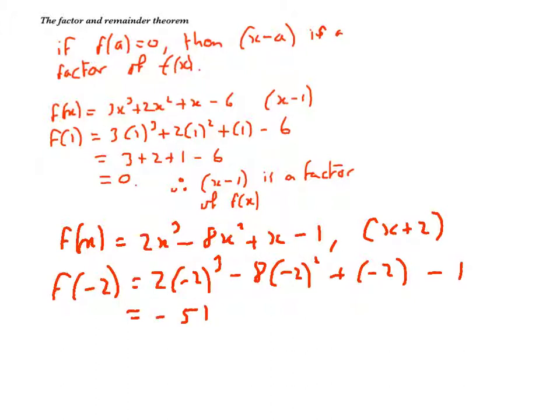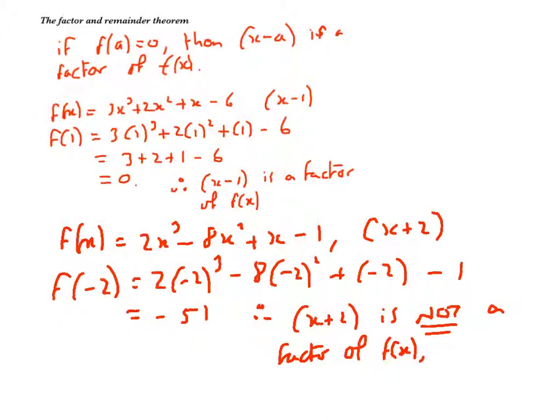So, hence, or therefore, x plus 2 is not a factor of f of x, but in fact gives remainder minus 51, which is this number here, okay? So if the number is not 0 when divided by the term here, then whatever the answer is here, this is our remainder, okay?